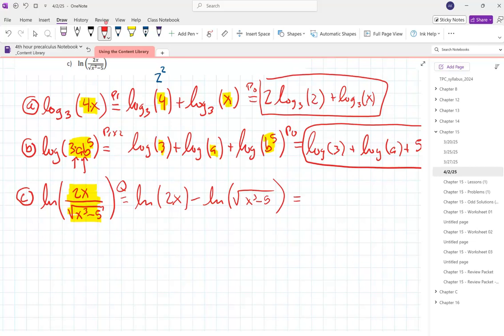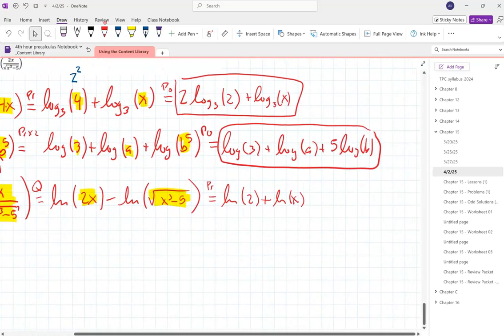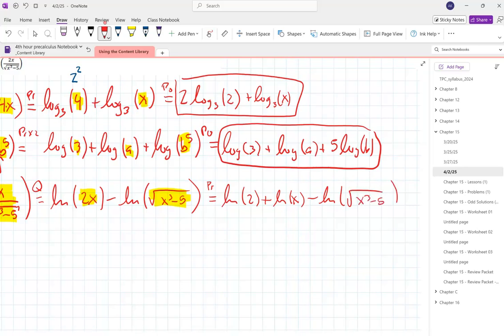Okay. Now we're going to look for product properties. Do we see any product properties in either the 2x or the square root of x cubed minus 5? Yes. Where do we see it? The 2x. So that'll become log of 2 and then log of x. And the other one doesn't have any product properties, so that one's just going to stay the same. So far, so good.